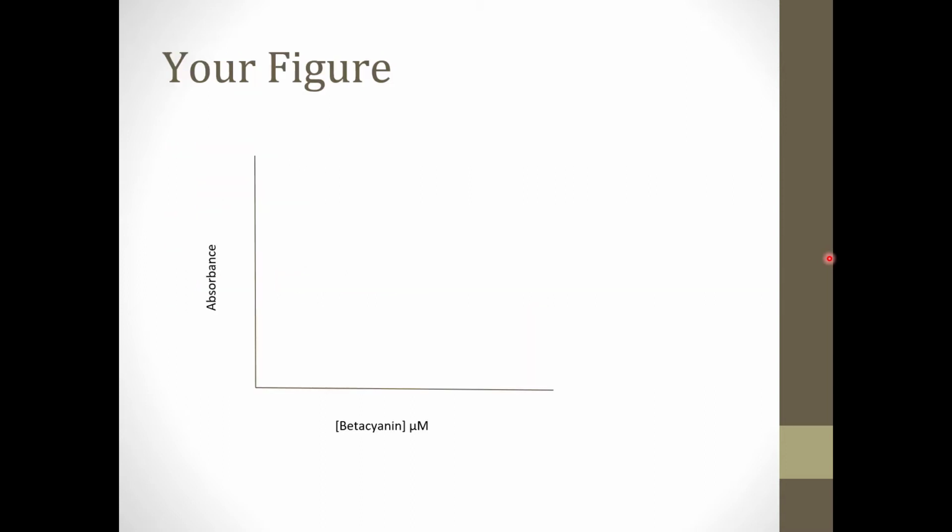Okay? So your figure is going to look something like this. It's going to have beta-cyanin concentration on the x-axis and absorbance on the y-axis. That's basically what your graph is going to look like, and it'll have your different data points and a best fit line on it. I want you to also insert the equation of the line onto that graph. It's very important that you do that. And there'll be a few questions on your worksheet to answer after you've made your graph.